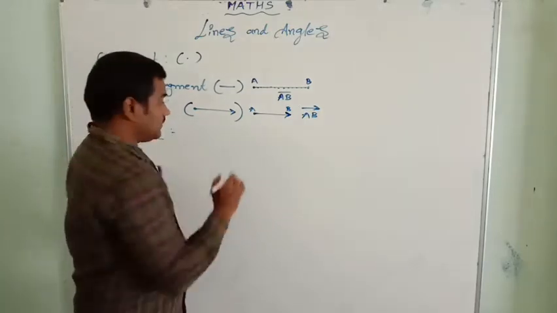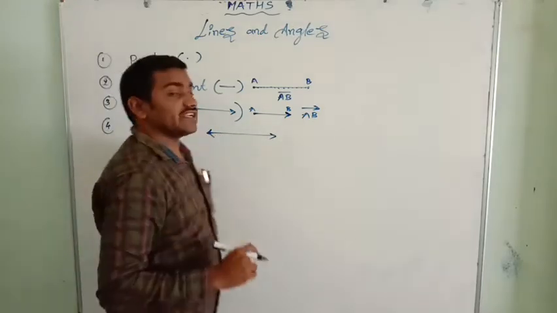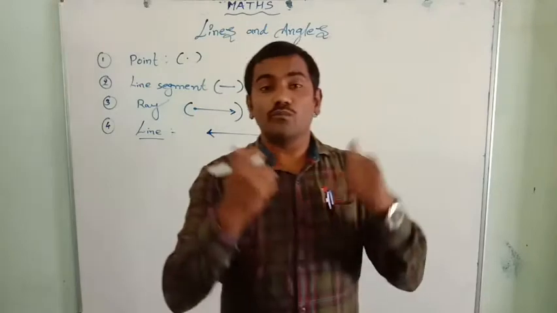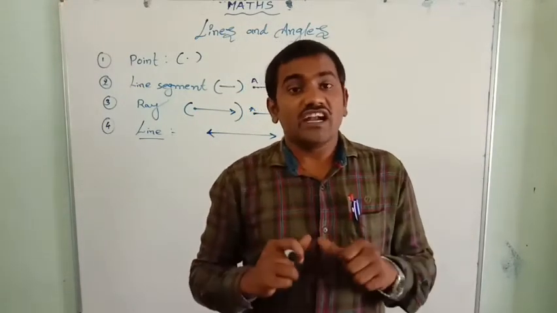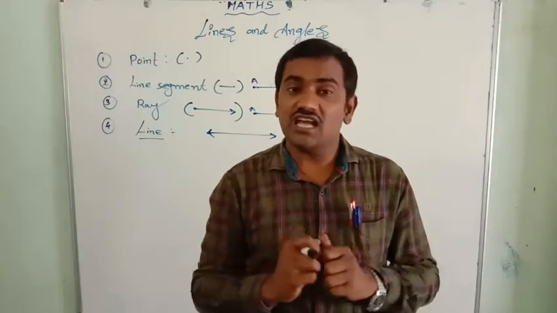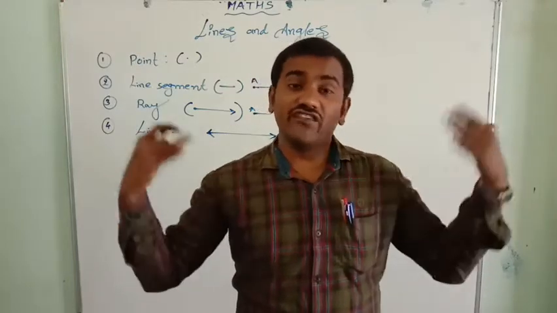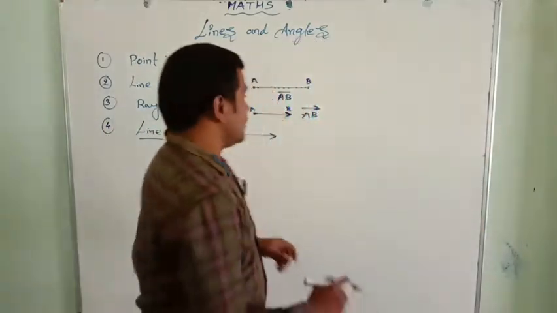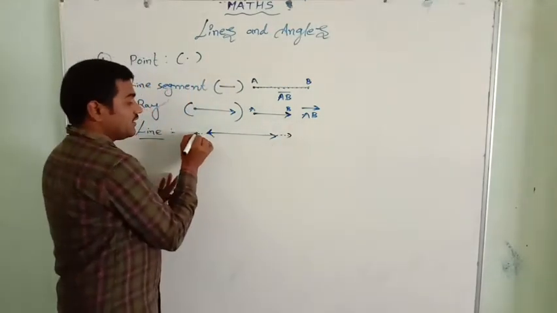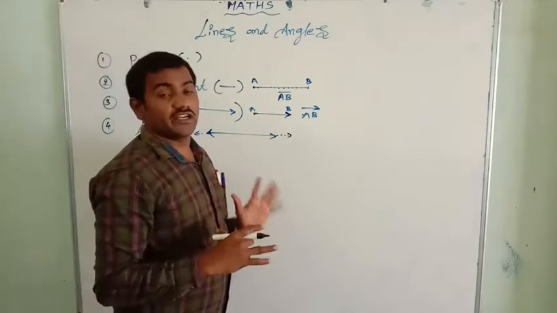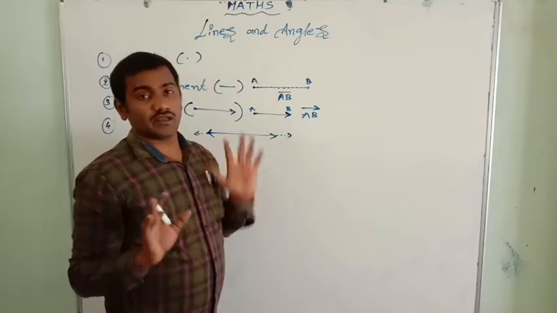A line cannot be measured and it can be extended in both directions infinitely. A line is endless and it can be extended in both directions infinitely. So see, it can be extended till infinity. Here, on the left side and right side, we can extend infinitely. And a line cannot be measured. We cannot measure the length of the line.